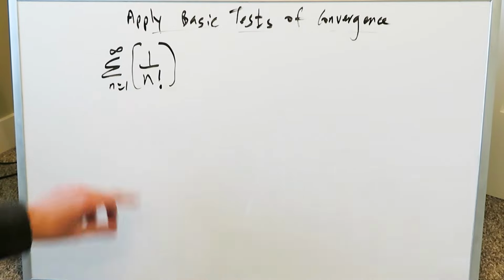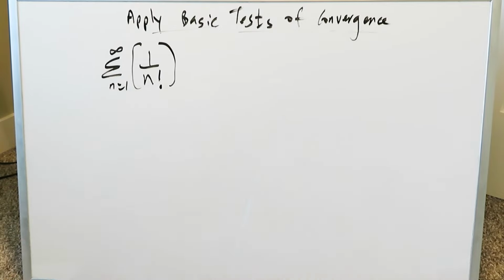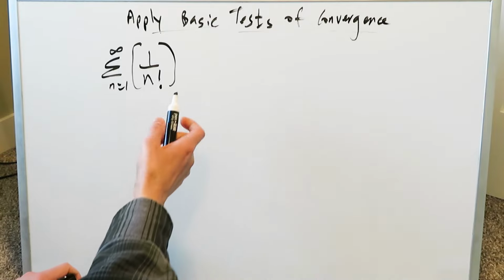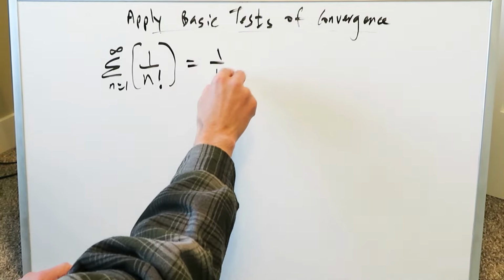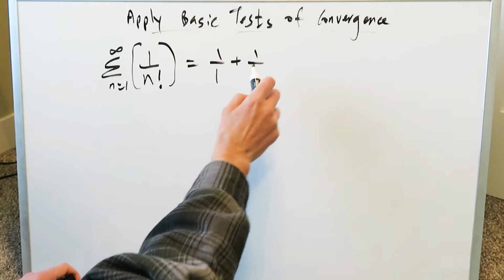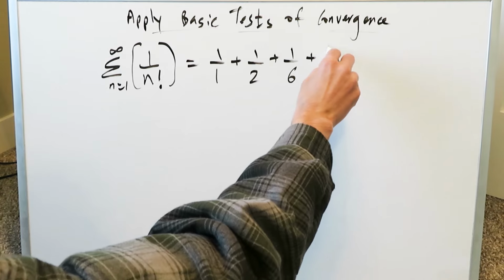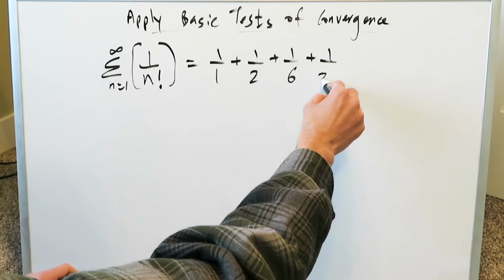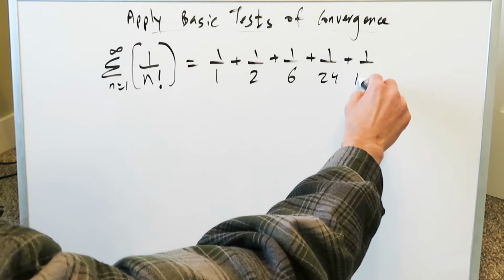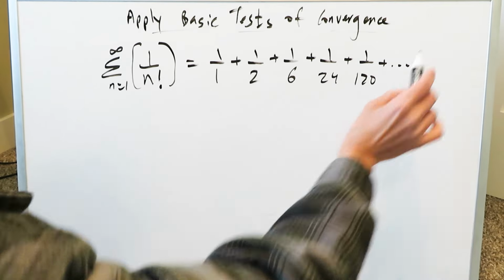We are looking here at this. We have 1 over n factorial from n equals 1 up to infinity. If you were to expand this, you'd be looking at 1 over 1 plus 1 over 2 factorial, which is just a 2, plus 1 over 3 factorial, which is a 6, plus 1 over 4 factorial, which is a 24, plus 1 over 5 factorial, 120, all the way.